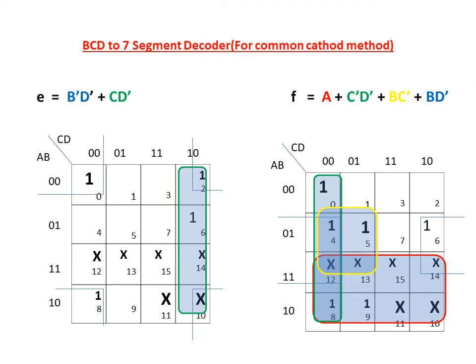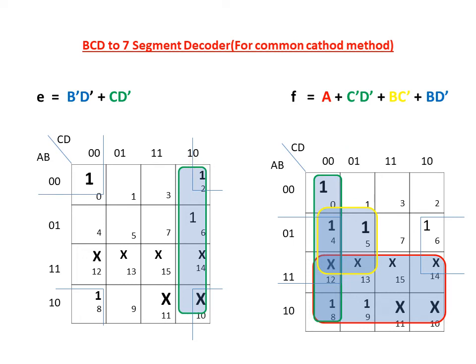And this is the K-map simplification for outputs E and F. First see about output E. These 4 cells are grouping into one cell grouping, and this one is grouped with all corner ones. So only 2 combinations are available for this output. So the output for this combination is B bar, D bar, and for this combination is C, D bar.